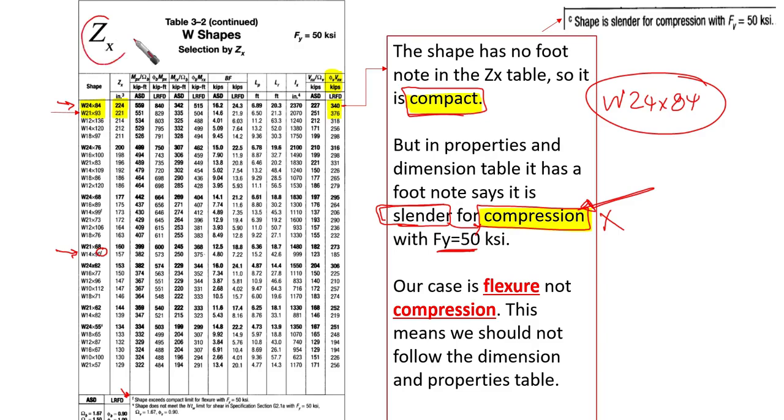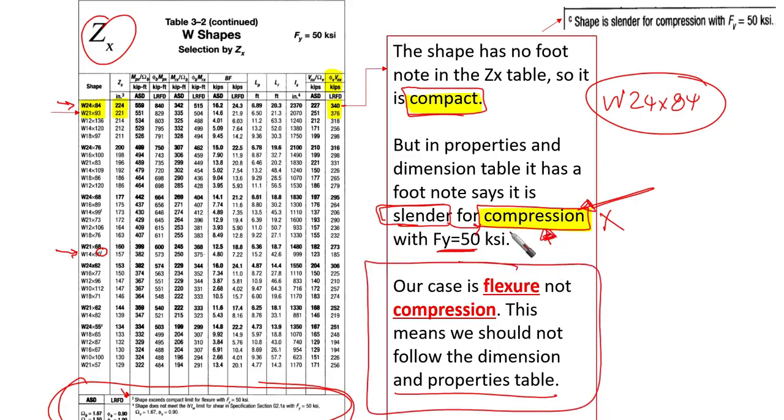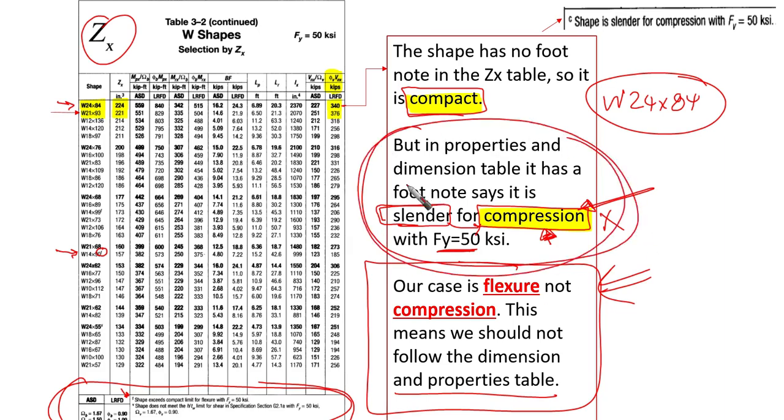And here in the ZX table, there is nothing in the footnote telling us that it is non-compact, for example. Our case is flexure, not compression. This means that we should not follow the dimensions and properties table, because it is talking about compression, not flexure. Okay, we are speaking about flexure, not compression. Take care of the footnote in each table. The dimensions and properties table gives us this slender for compression, not flexure.